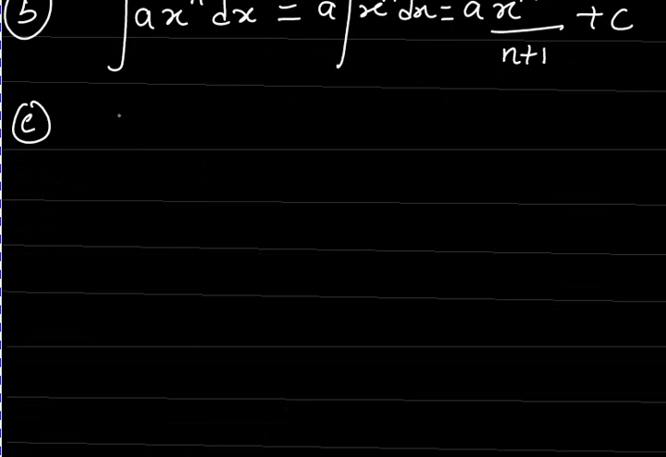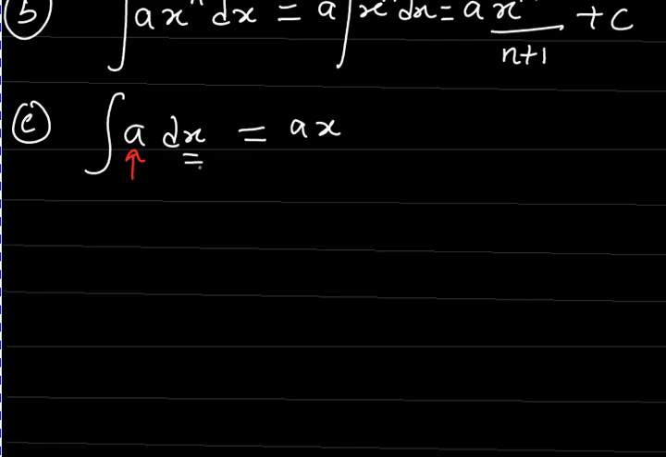The integral value of a constant. Now remember, the derivative of a constant is always 0. But here, it's not 0. So all you need to do, if you have a constant and you're asked to integrate, is attach the variable of integration to that constant. So that's going to be ax plus c.